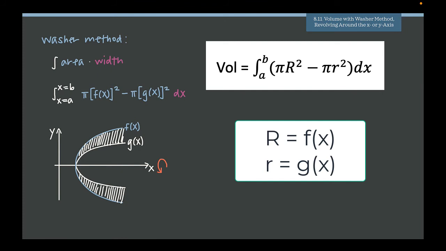So we still take a cross section that is perpendicular to our axis of rotation. It's perpendicular to the x-axis. And we look at f of x first. We say that the radius is given by f of x minus 0.